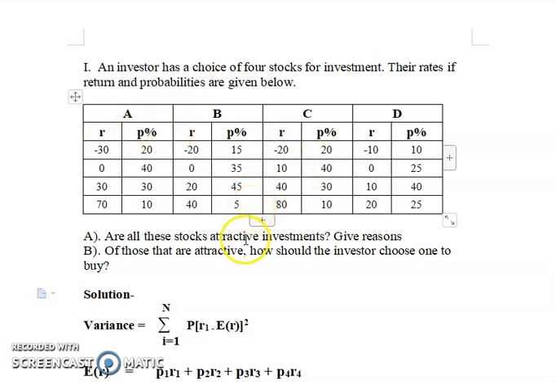What we actually need to see here is: are these stocks attractive investments? If these are attractive, then you have to give valid reasons why they are attractive. Or if they are all very attractive, how should the investor choose one to buy? The best calculation here, we do not know. Some of the stocks, if you calculate the expected return, might prove to be very attractive, but if you look at the variance level of the stocks, they would be enormously risky.